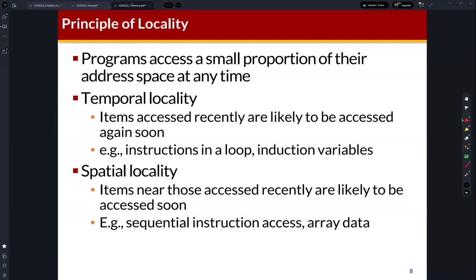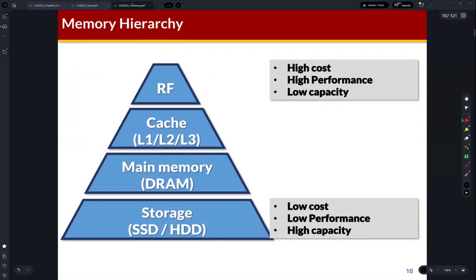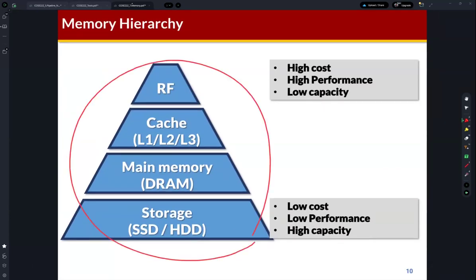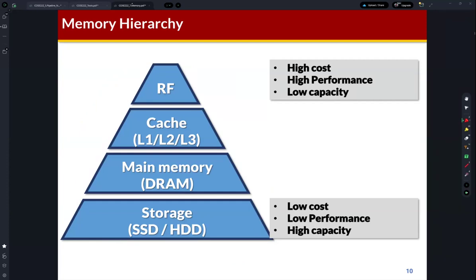How? In order to handle these issues, we can use the memory hierarchy. So the memory hierarchy represents this. This is the register file. Then these are caches, these are cache memories. Then this is the main memory. Then this is the storage.